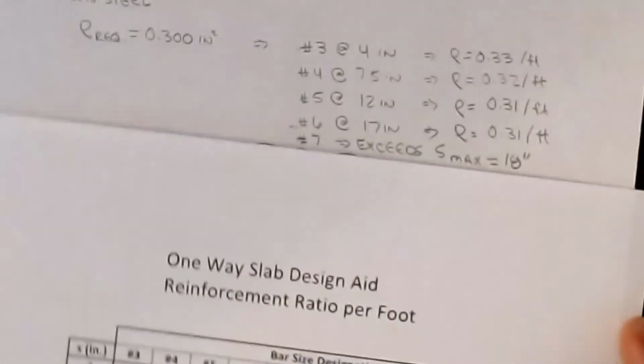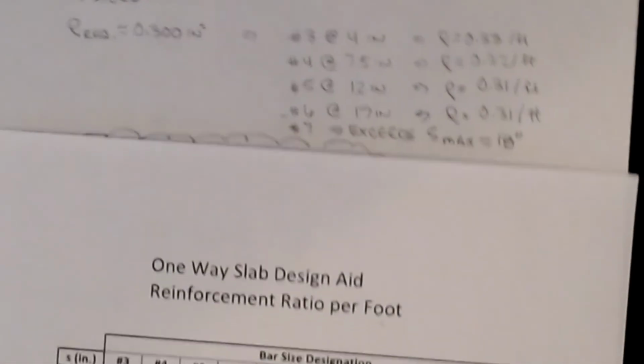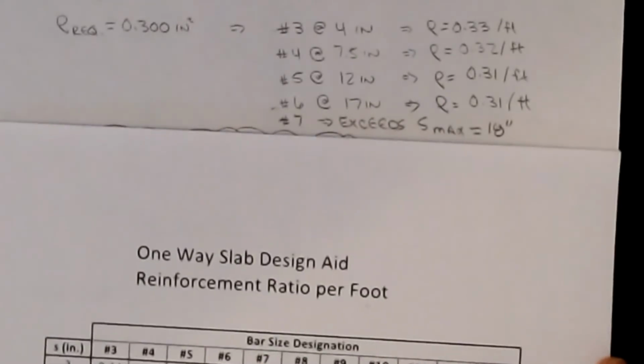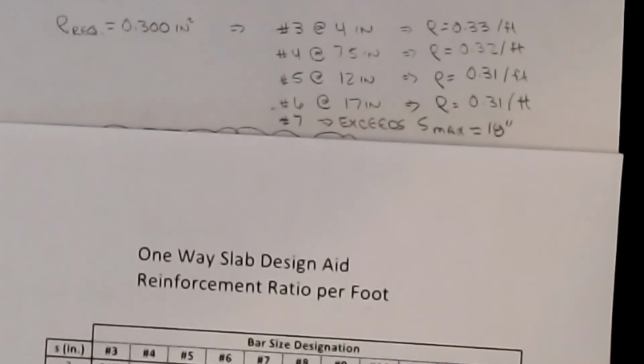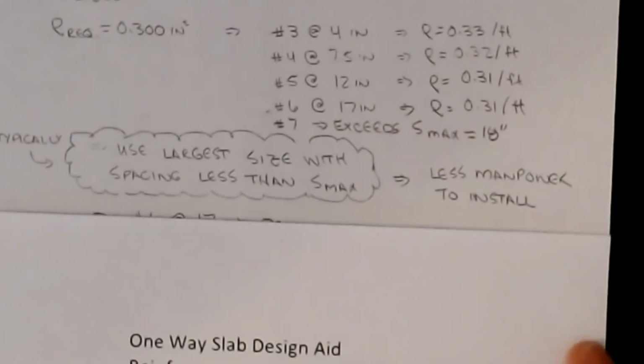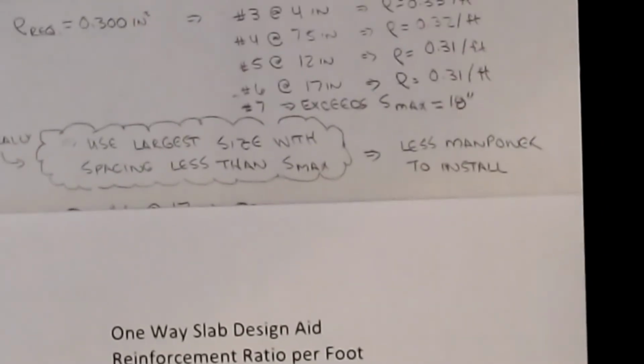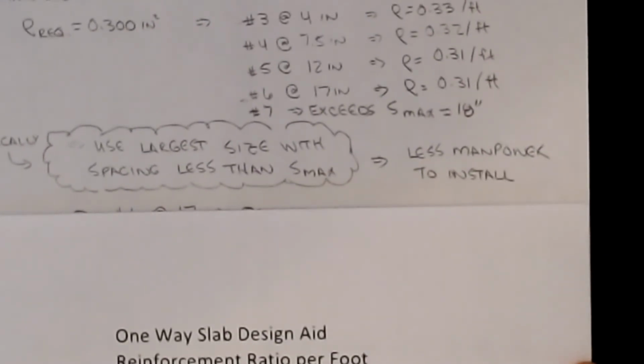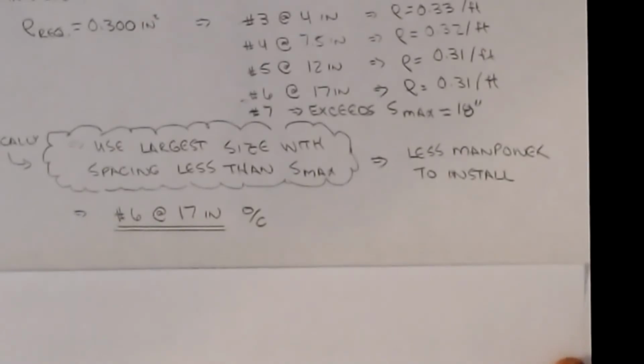Okay, so we have a 9-inch slab with number 6s as our main reinforcing at 17 inches on center. For a slab, that's a pretty heavy steel requirement. It's a very thick slab based on the dimensions and the weight that we had on this. So that's how we chose our size: the largest size with a spacing less than S max, because it was easier to install, less work required. So that's our selection for the main steel.